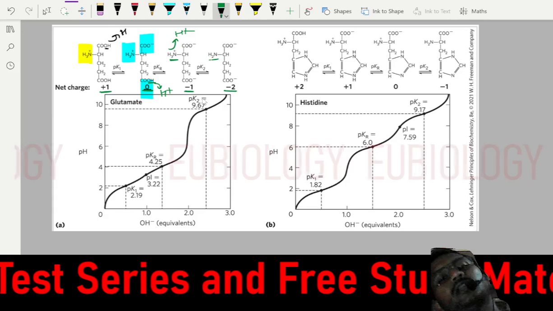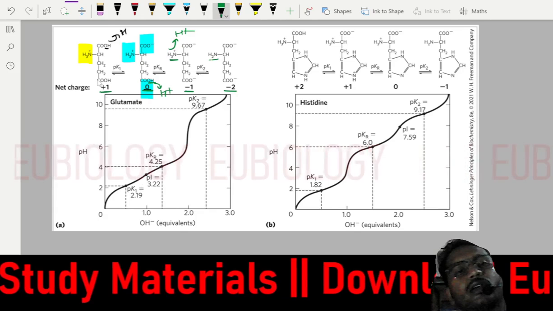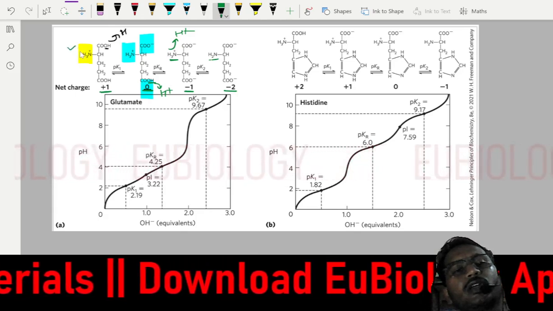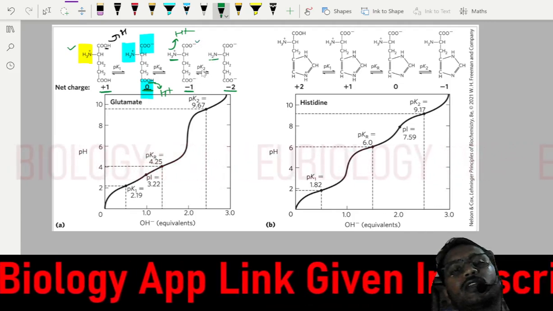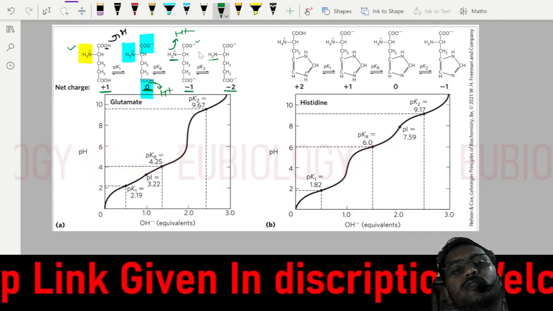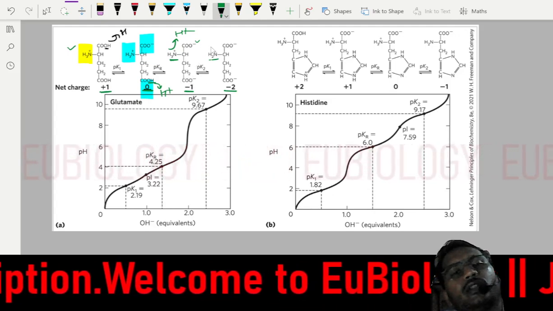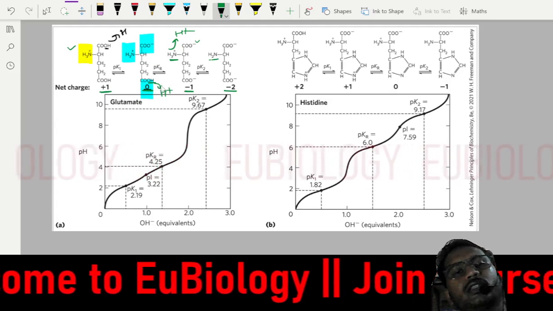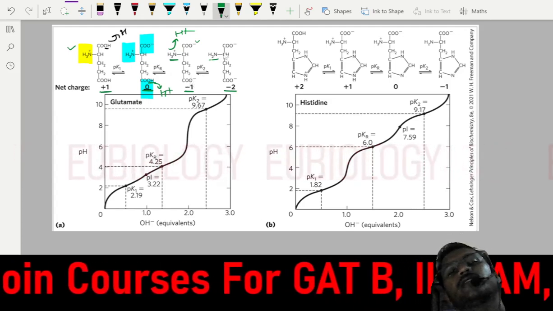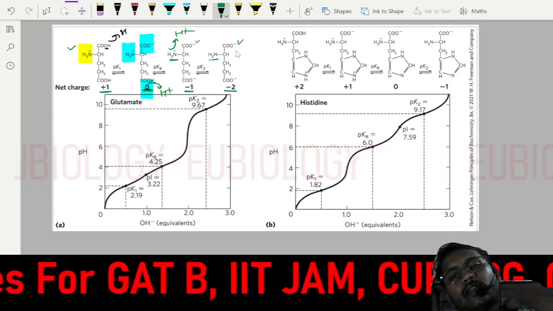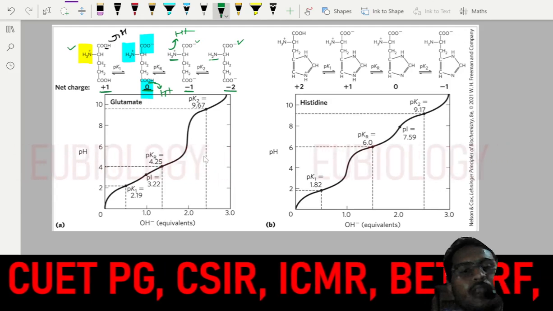So in this case it has 3 pKa values: one because of the ammonium, one because of the carboxylic acid, and one because of the R group. This is the R group. Because of this R group, it is getting one negative charge. And one is because of the carboxylic acid, which is normal in every amino acid. So because of this, it gets 3 pKa values.